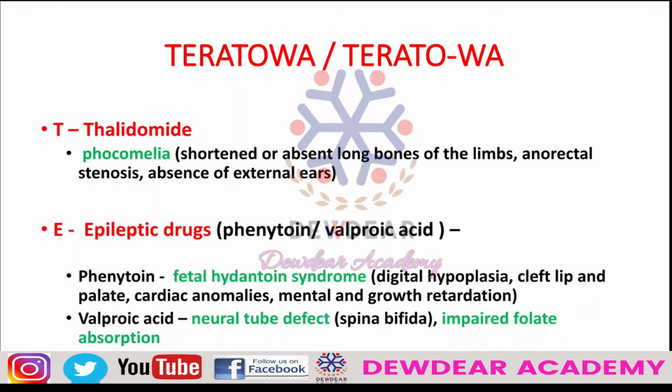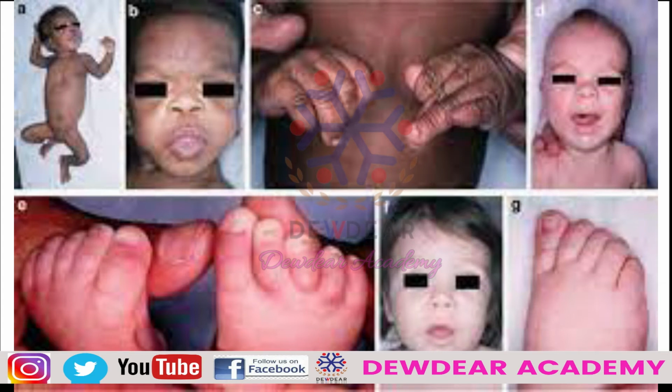Then the second category is epileptic drugs. That is phenytoin. Phenytoin causes fetal hydantoin syndrome. That means digital hypoplasia, cleft lip and cleft palate, then cardiac anomalies, mental and growth retardation. Fetal hydantoin syndrome is a pattern of mental and physical birth defects that result from maternal use of the drug phenytoin during pregnancy.